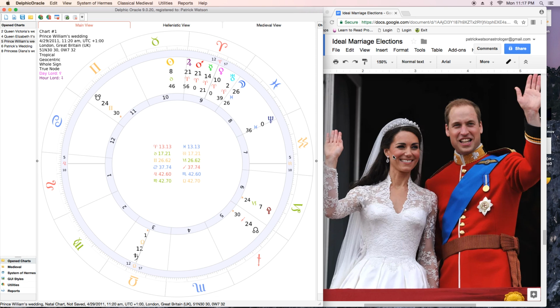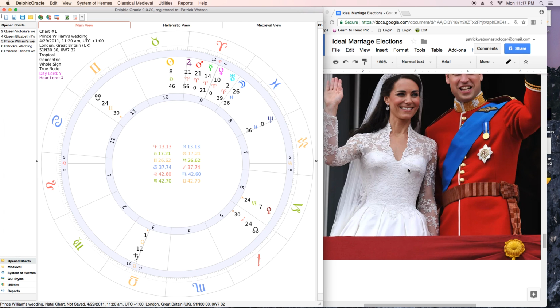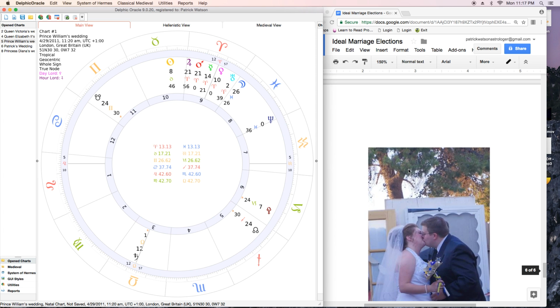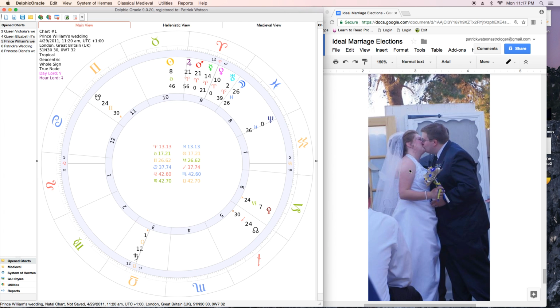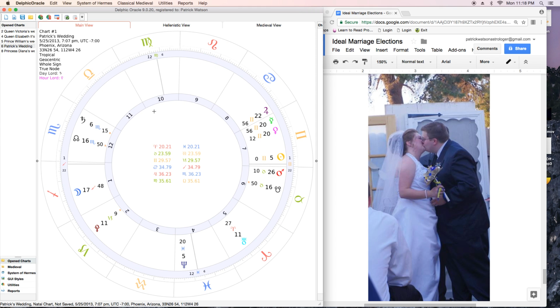So now I'm going to take you to the only other example I have of one where I can tell you how it personally came out. So this is me, and this is my wife Beth, and yes, this is us kissing, and this is the moment we sealed the deal. And this is the chart that I elected, that I had the privilege of electing.